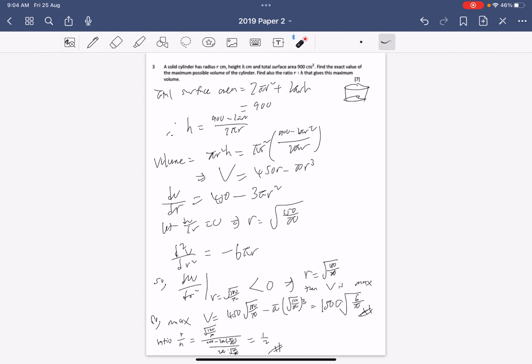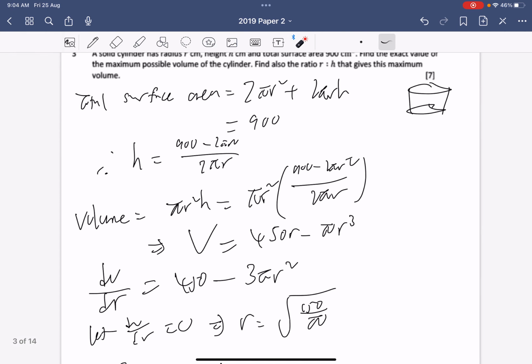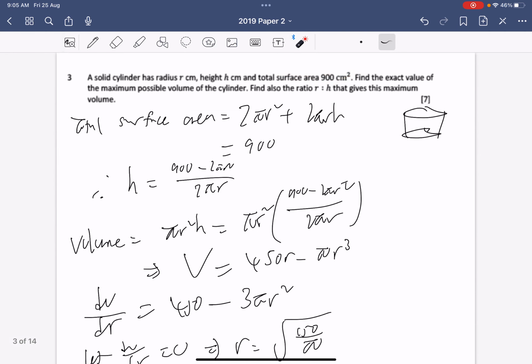For the third question, a solid cylinder now has a radius of R and a height of H and the total surface area of 900, and we're supposed to find the max volume. So this is an application of differentiation question, and to find the max volume, we first need to use the total surface area to express H in terms of R, which is the normal step.